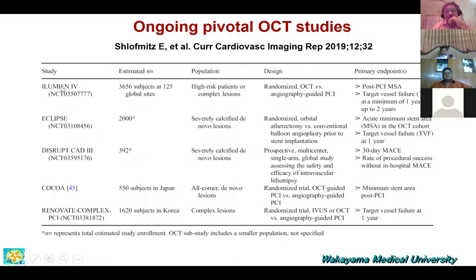Pivotal OCT studies are now ongoing. ILLUMIEN IV is the biggest study, and we just finished the COCOA study. We try to demonstrate that OCT guidance is better compared with angio guidance, I hope.